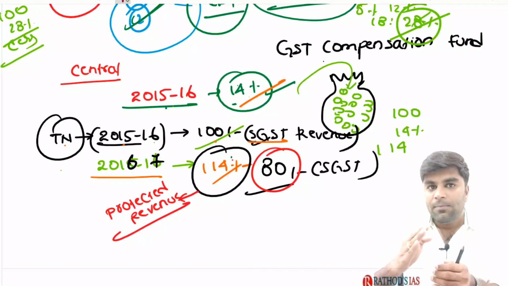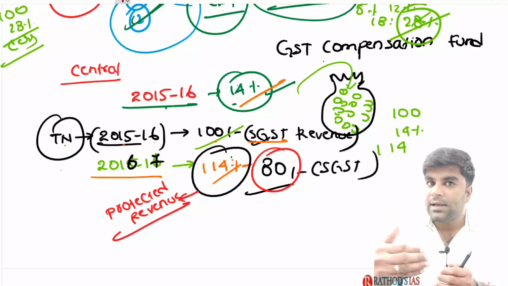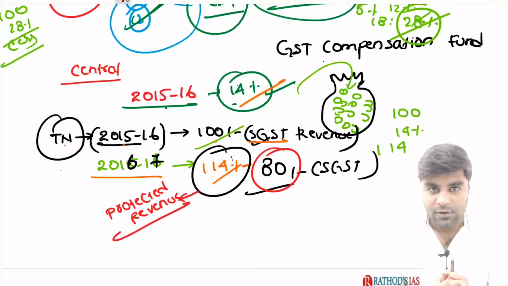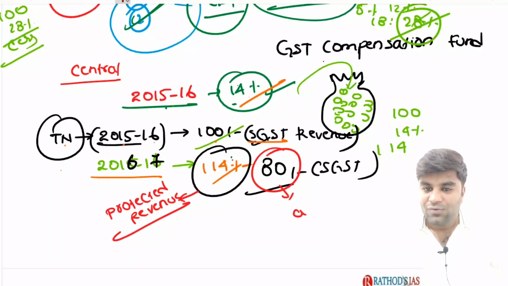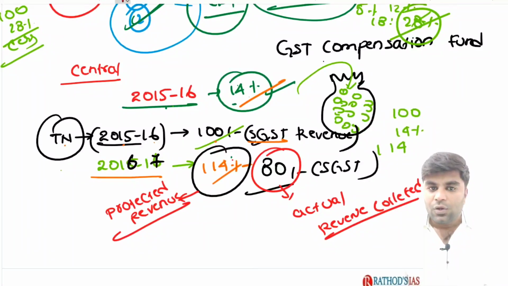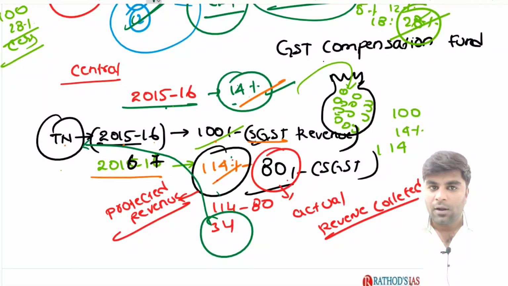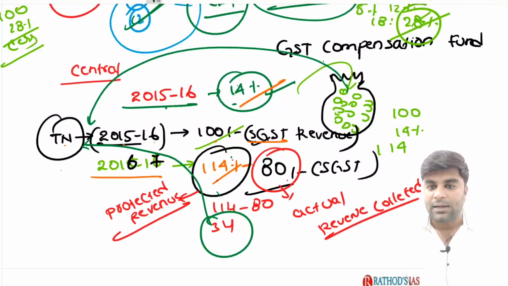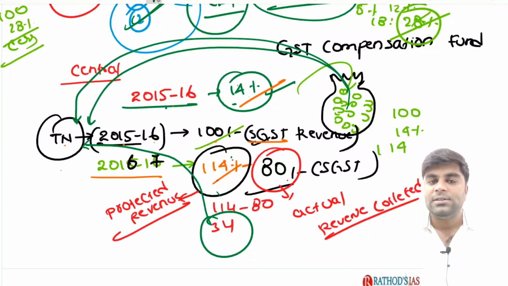Protected revenue means if state governments achieve a growth rate of 14% in their GST tax collections, that is called protected revenue. Now this 80 is the actual revenue collected. So what is the difference here? The protected revenue with a 14% growth rate should be 114 rupees, but actually they have collected 80. What's the difference, 114 minus 80? So 34. These 34 rupees is given as a compensation to the state government of Tamil Nadu from the GST compensation fund. The 34 rupees would be given to the states out of this GST compensation fund.